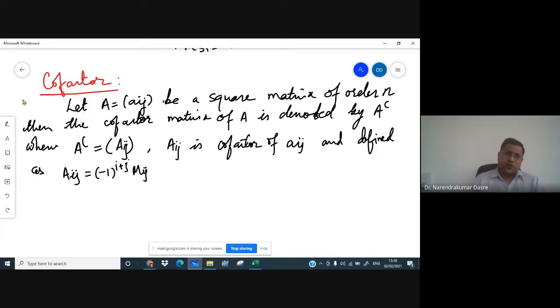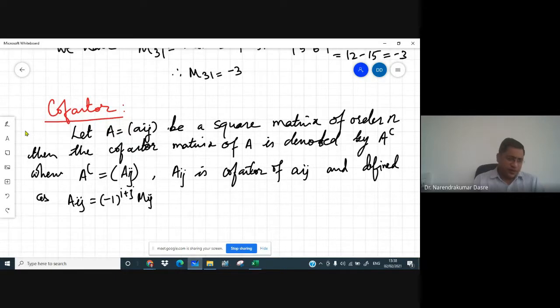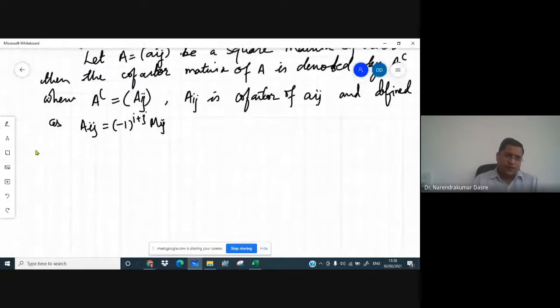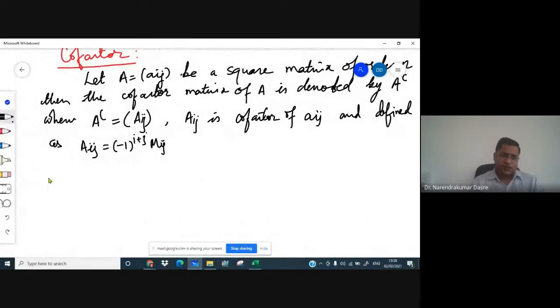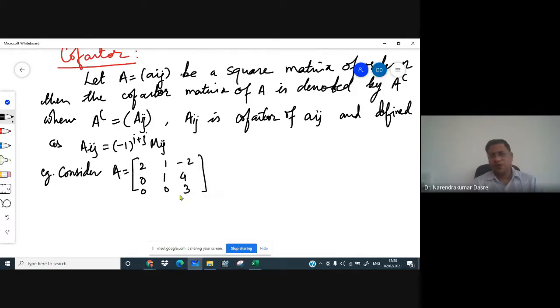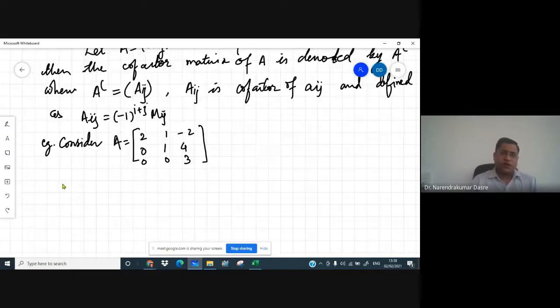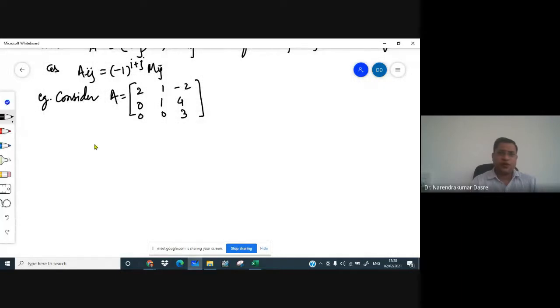Okay, so we have an example. Again, let us try to calculate the cofactor matrix for this. For example, consider the matrix A: 2, 1, minus 2, then 0, 1, 4, and 0, 0, 3. This is the matrix, and let us calculate all the cofactors.